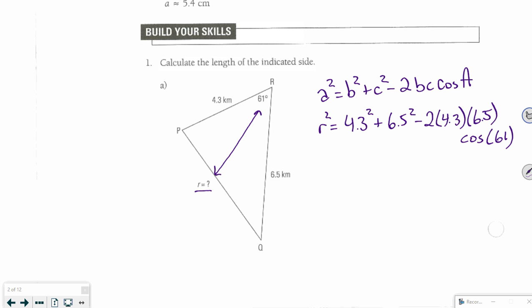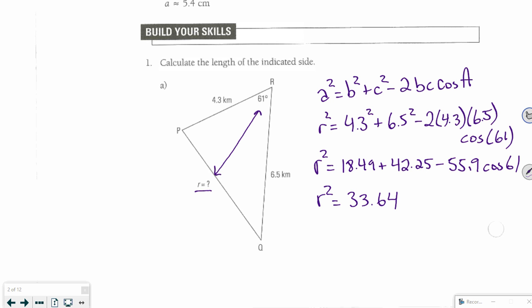If you work this all out in pieces, you're going to end up with r squared equals 18.49 plus 42.25 minus 55.9 cos 61, which means r squared equals 33.64.